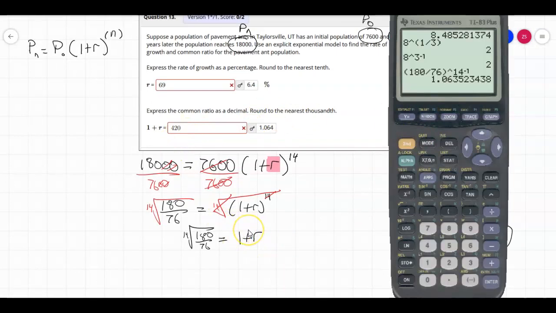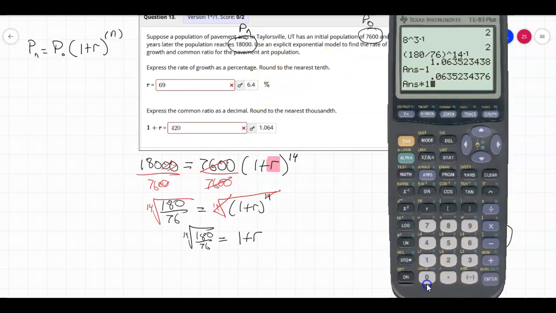Now to solve for r, we'd want to subtract 1 from both sides. So if I just subtract 1, now I have r. They wanted it in percentage, so I'd multiply by 100. And then they wanted to round to the nearest tenth, so first percentage, then tenth, 6.4. And that is how you would do this problem. I think the hardest thing about this problem is understanding how to find the 14th root of a number with your calculator. I hope this helps.